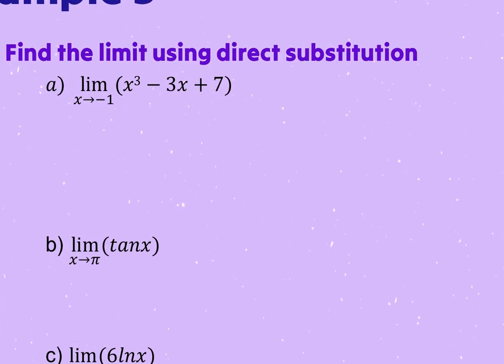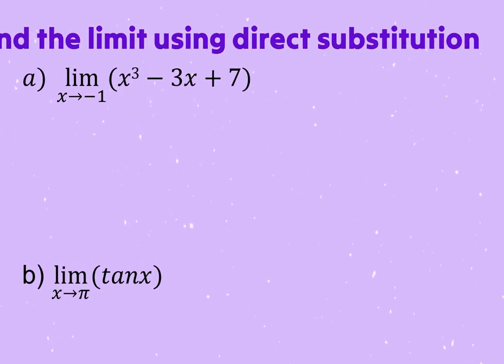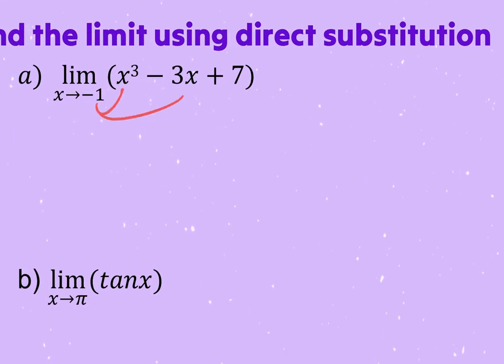Find the limit using direct substitution. For a, I'm literally going to take -1 and plug it in. So -1 to the third minus 3 times -1 plus 7. -1 plus 3 plus 7. 2 plus 7, which is 9. So the limit as x approaches -1 is 9.